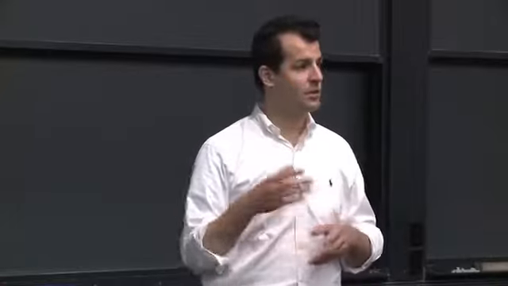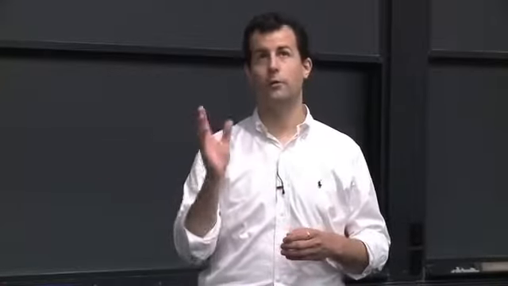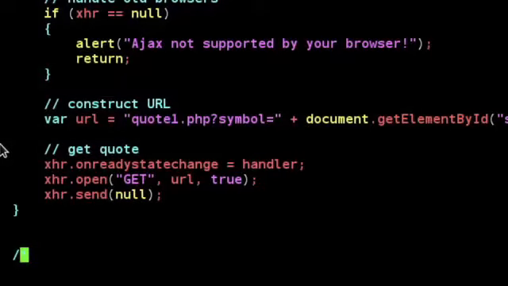Anytime this XHR object changes state, 0 to 1, 1 to 2, 2 to 3, 3 to 4, that function is going to get called. What function? Well, xhr.onReadyStateChange equals handler is telling it to call a function that's apparently called handler. And sure enough, if I scroll down, there's my handler function. So in other words, every time this object changes state, the following code is going to get executed.